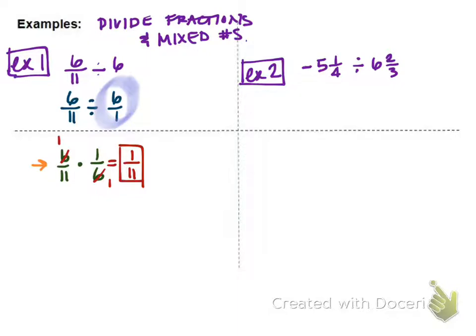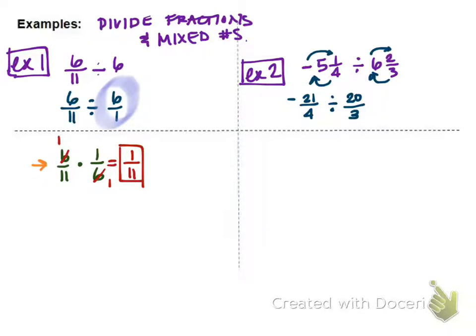So let's go ahead here and convert both of these mixed numbers into improper fractions so we can organize that a little bit better. I'm going to go ahead and multiply and add. For each of these fractions, I'm going to ignore if it has a negative sign until the very end. For the first fraction, for -5 and 1/4, I'm going to multiply 4 times 5 and add 1 to get 21. And for the second, I'm going to multiply 3 times 6 and add 2 in order to get 20.